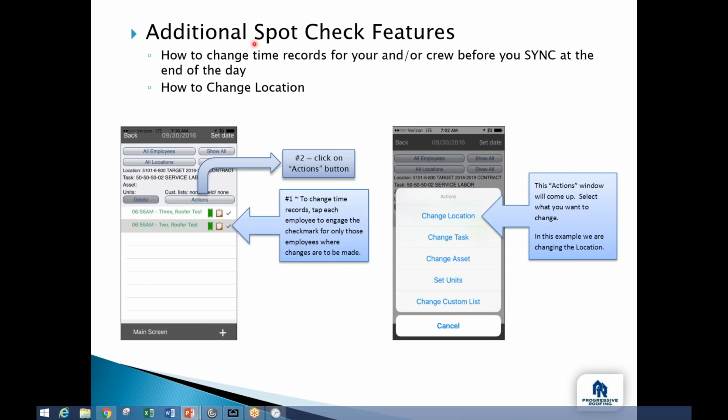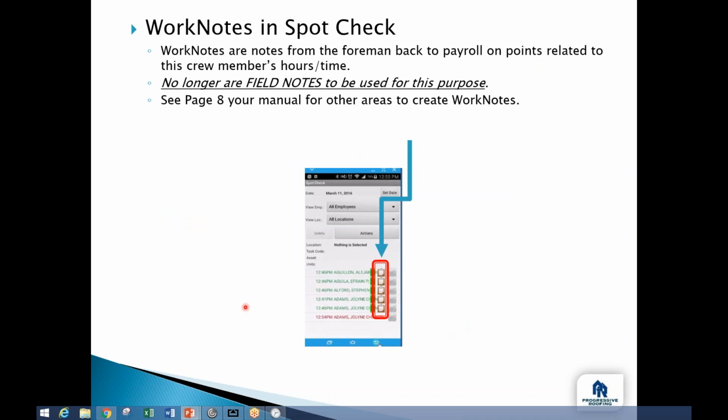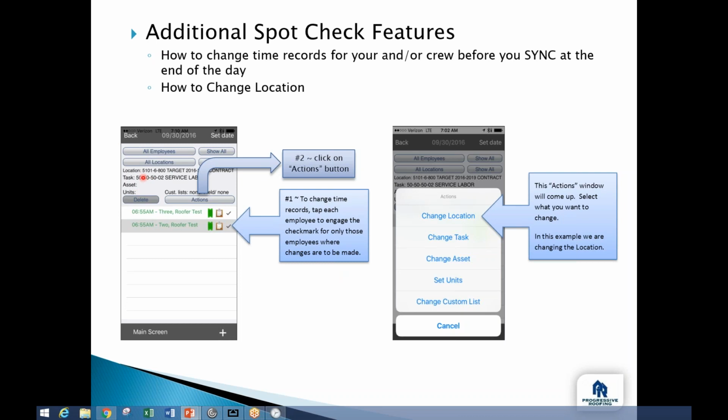Another really cool feature with Spot Check is how to change time records for you or your crew before you sync at the end of the day. Let me give you a couple of examples of what this would be used for. I'm going to go back a screen. Maybe you're looking at your crew members and you tap on their name, it populates this information here and tells you what location, which should be the location that the device is set, or the task that the employee or crew member is working on, and yourself.